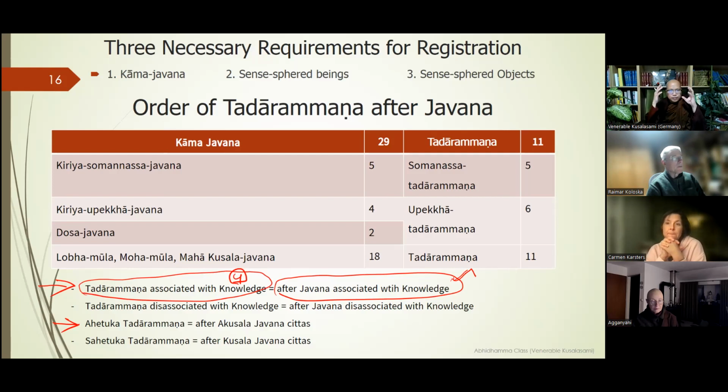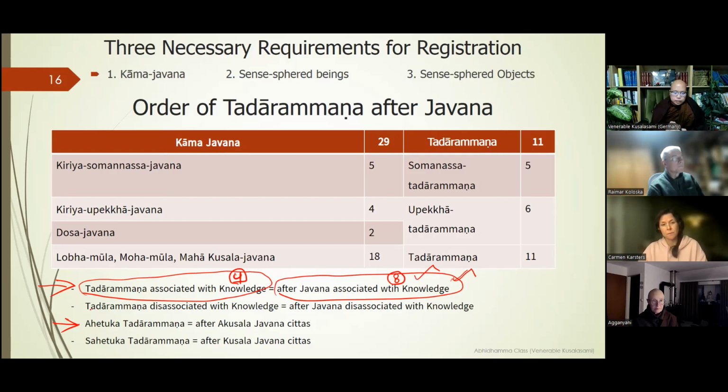Can you see it? That's why we always say it's very important to digest the previous Abhidhamma information. If you look at the Javana associated with knowledge in your mind, there are 8 in the kamavacara: 4 in the great wholesome, 4 in the great functional. After that, the possibility is 8. After these 8, the Tadaramana consciousness as well must be associated with knowledge. So that's why 4, in the great resultant. Okay.